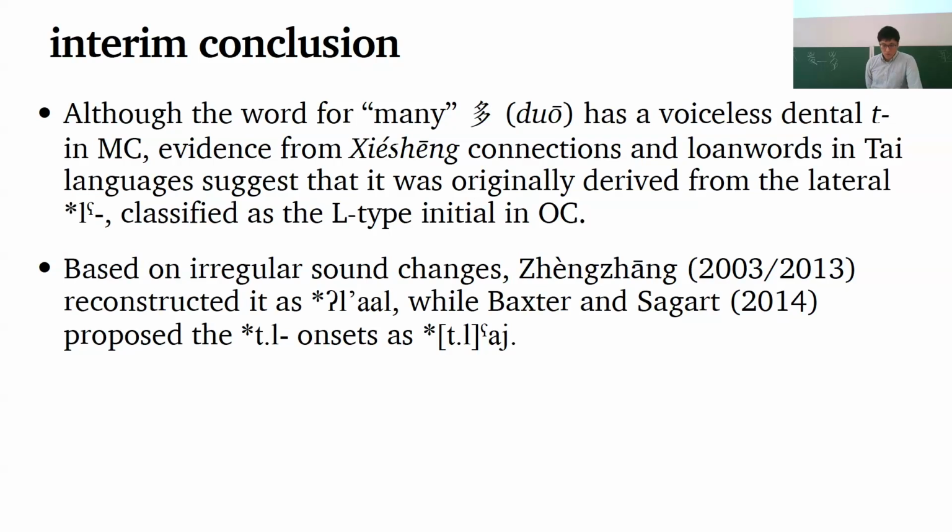So, conclusion. Although the word for many has the voiceless dental T in Middle Chinese, evidence from Xiesheng connections and loanwords in Thai languages suggests that it was originally derived from the voiceless L, classified as the L-type initial in Old Chinese. Based on irregular sound changes, Zhengzhang 2003 reconstructed it as partition L, while Baxter and Sagart 2014 proposed the T.L onset.